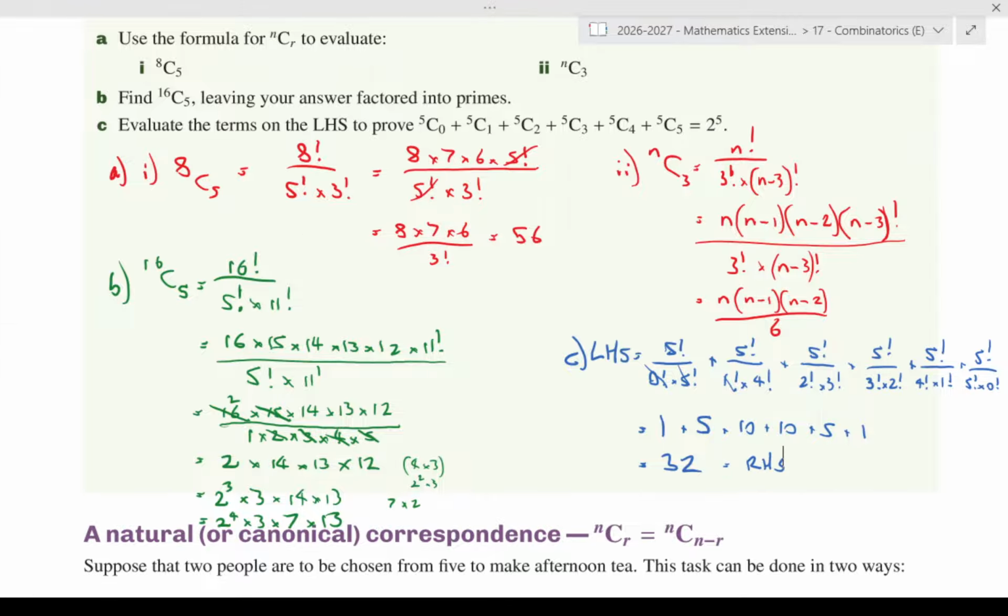And that's nice. If you're not sure of how I got those ones, just give them a go. Either chuck them on your calculator or do them by hand. They're not that hard.